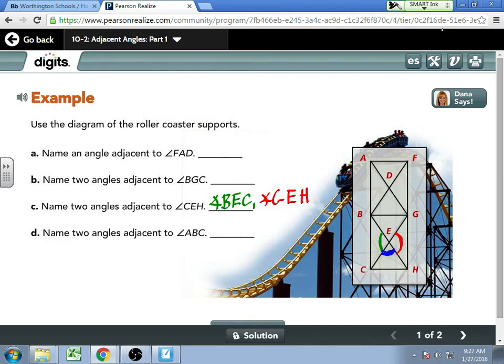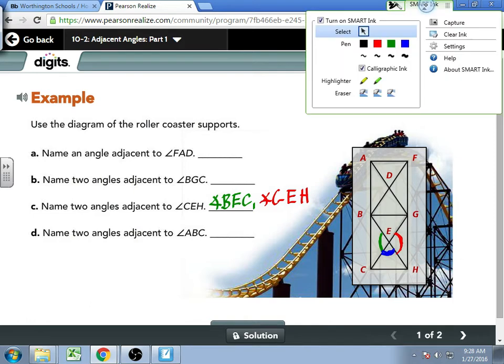Bunger? CEG, the straight angle right here, would be adjacent. I'm not going to write it down, though. But also, on the other side, this straight angle, HEB, that would also be adjacent. But we normally try to not use straight angles. So when it asks you for only two adjacent angles, you'd want to use the red and the green up there, the HEG and the CEB.